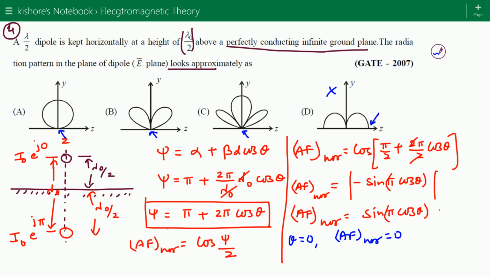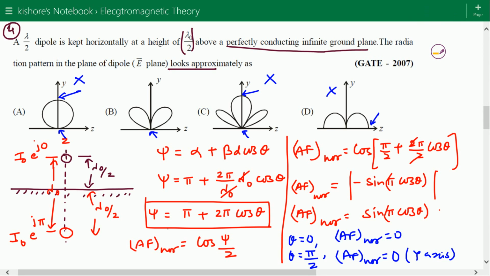So we have to choose the answer from first three options. Now let's take another value of theta. If theta is 90 degree, theta 90 degree means along y-axis. Now what will be the value of normalized array factor? If theta is 90 degree, then cos 90 is 0, so sin 0 is also 0. So along y-axis normalized array factor is 0, so field pattern has to be 0. So in C option along y-axis field pattern is non-zero, so this cannot be the answer. In option A, along y-axis field pattern is non-zero, so this is not the correct answer. So option B is the correct answer.